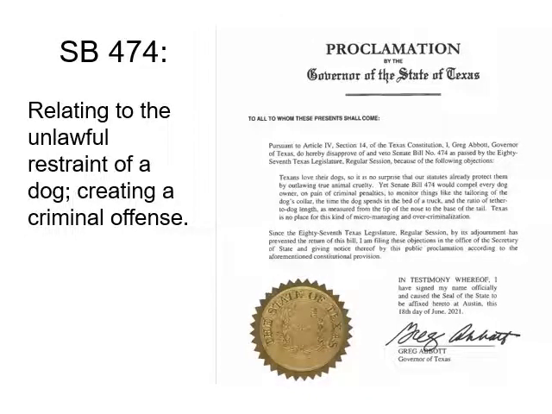SB 474, relating to the unlawful restraint of a dog, creating a criminal offense. Governor Abbott vetoed this as well. On the right, he explains his reasons why.